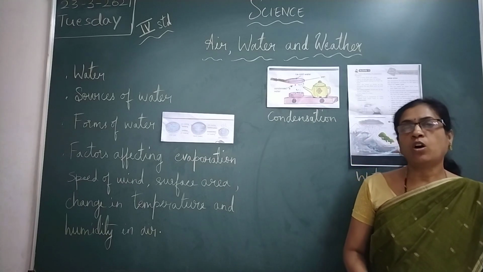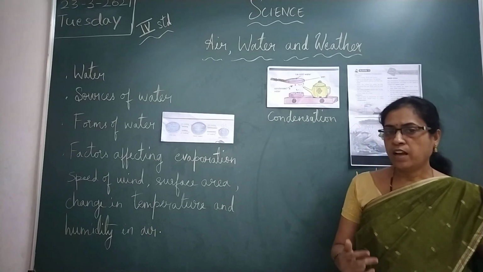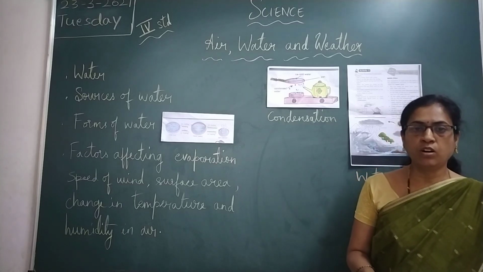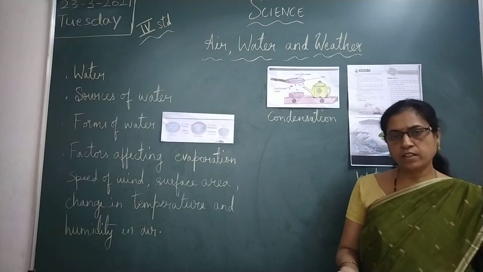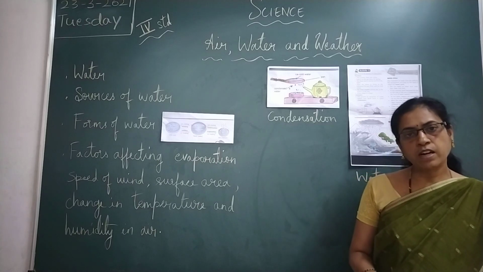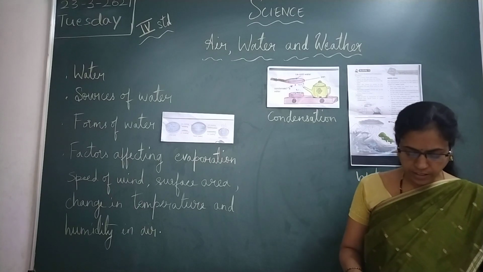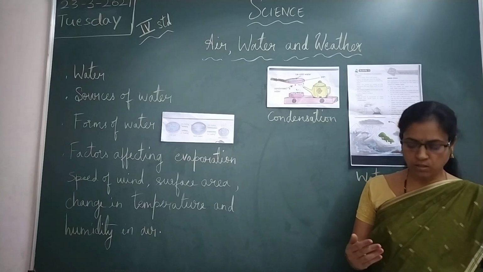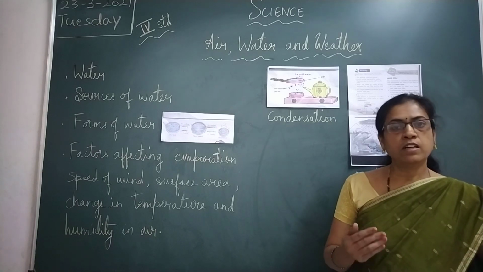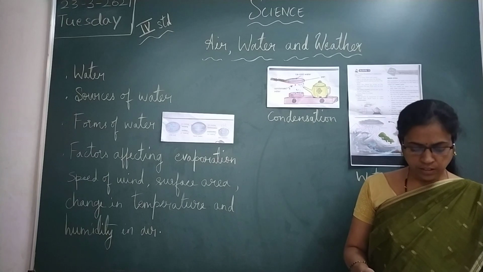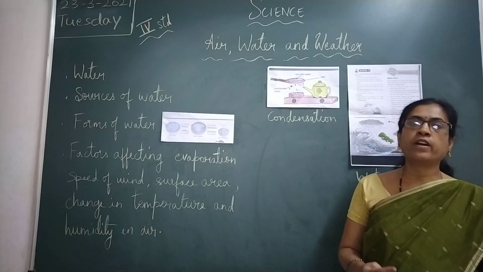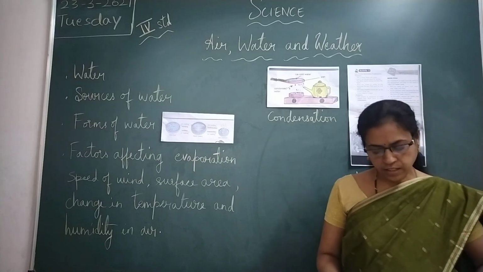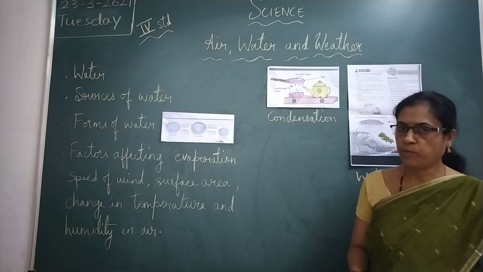On a hot, sunny and windy day, when the air is dry, clothes dry faster than on a rainy day, because the air has a lot of humidity on a rainy day. So strong wind, high temperature, dry air and large surface area increase the rate of evaporation.